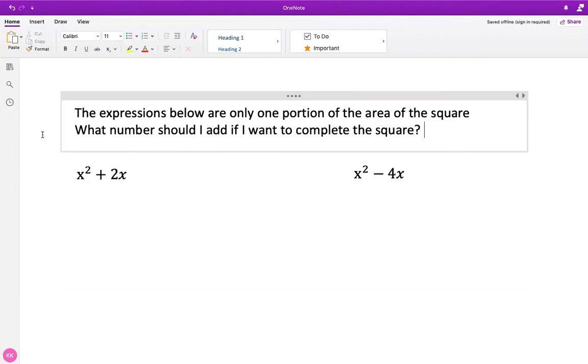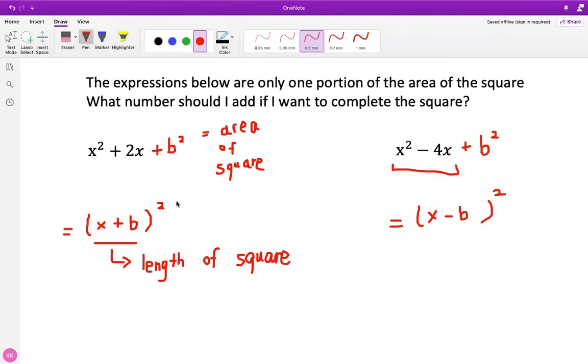So here's a discussion topic I want to discuss in this video. The expressions below are only one portion of the area of the square. What number should I add if I want to complete this square? Basically, these expressions are only a portion of the area of the square, so I want to figure out what number I should add to complete the square.